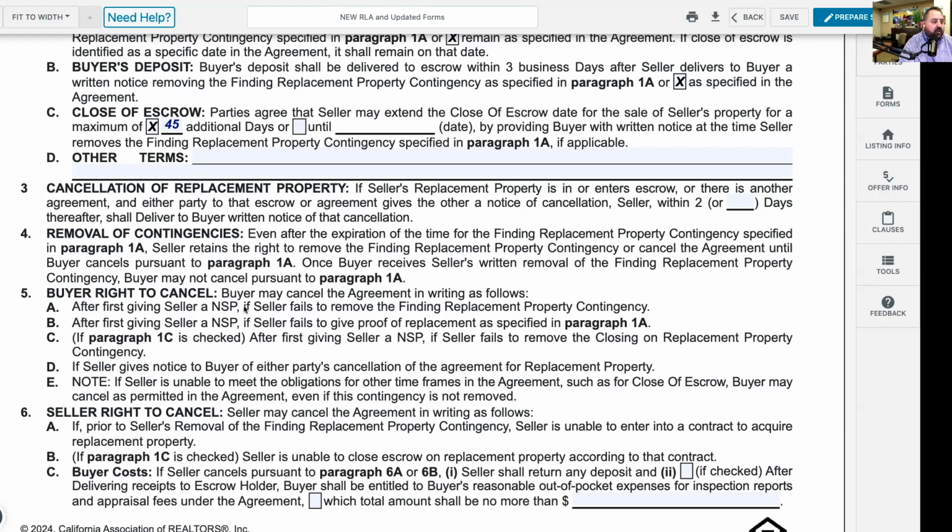Buyer's right to cancel. Buyer may cancel his agreement as follows. A, after first giving seller an NSP, if seller fails to remove the finding replacement property contingency. B, after first giving seller an NSP, if seller fails to give proof of replacement property as specified in 1A. C, if paragraph 1C is checked, after first giving seller NSP, if seller fails to remove the closing of replacement property contingency. D, if seller gives notice to buyer of either party cancellation of the agreement of her replacement property. Note, if seller is unable to meet the obligations for other timeframes in the agreement, such as close of escrow, buyer may cancel as permitted in the agreement, even if this contingency is not removed.